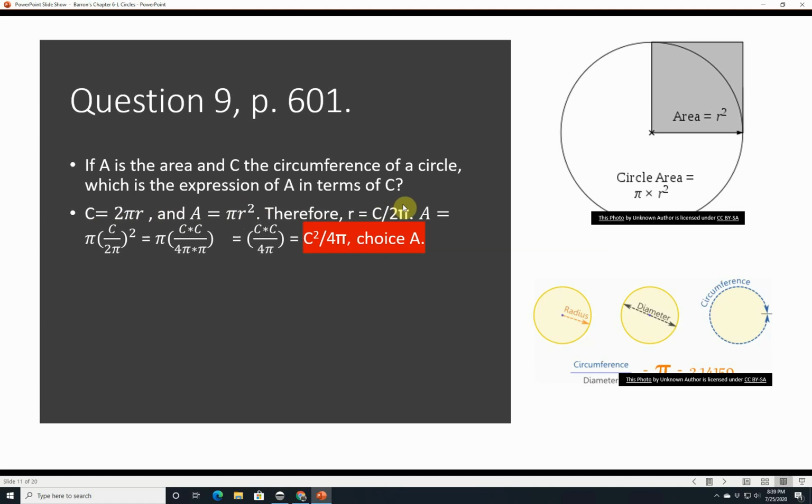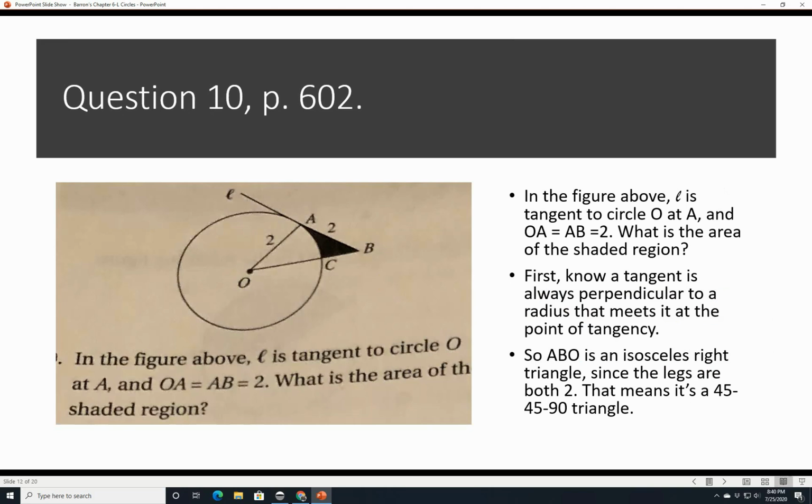Now that we have r equal to C over 2 pi, we substitute C over 2 pi in for r. So instead of pi r squared, we have pi times C over 2 pi squared. I couldn't get it to make a nice superscript here, so I just put C times C. So we have pi times C times C over 4 pi times pi. This pi and this pi cancel out. So we have 4 pi, and then C times C. So when I write it, you get C squared over 4 pi, which is choice A.